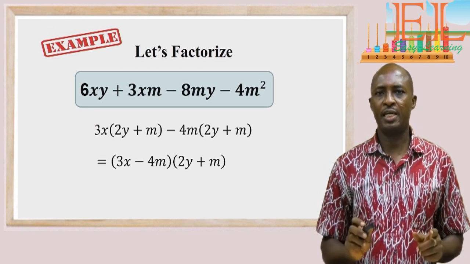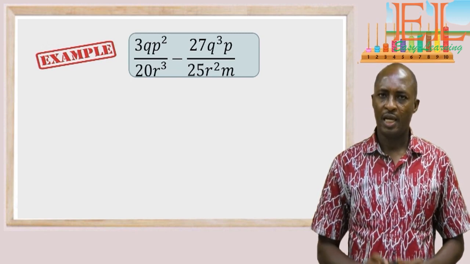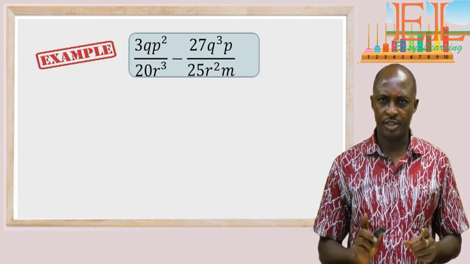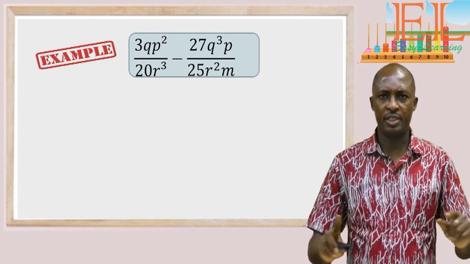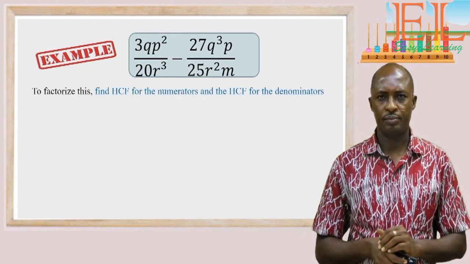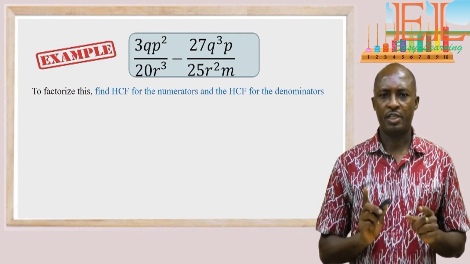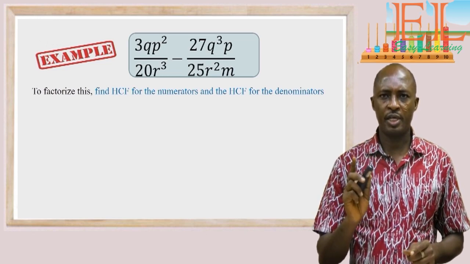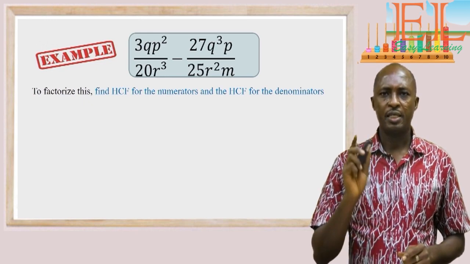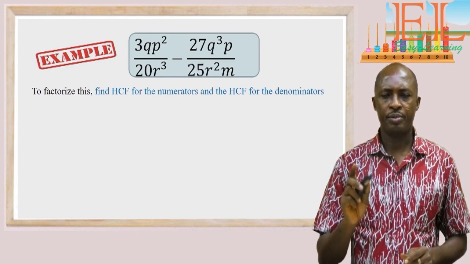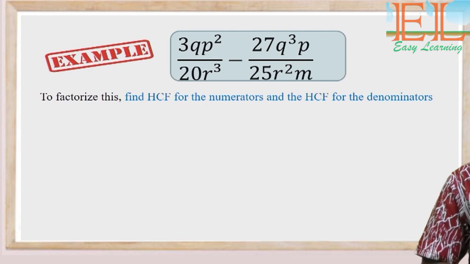You can also factorize terms that involve fractions. And when you are to factorize terms involving fractions, you consider the numerators alone and the denominators alone. For example, factorize 3q p squared divided by 20r cubed minus 27q cubed p divided by 25r squared m.